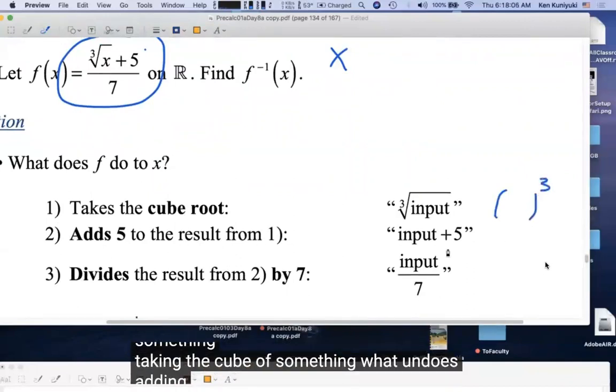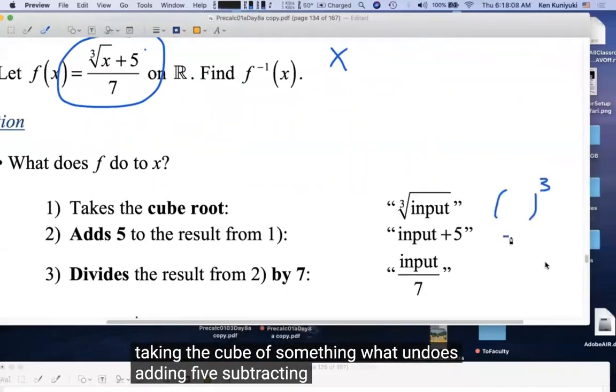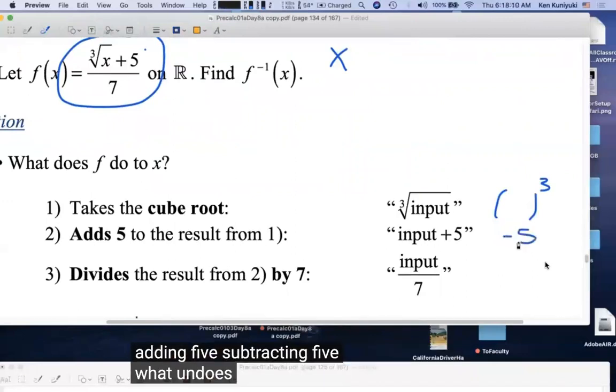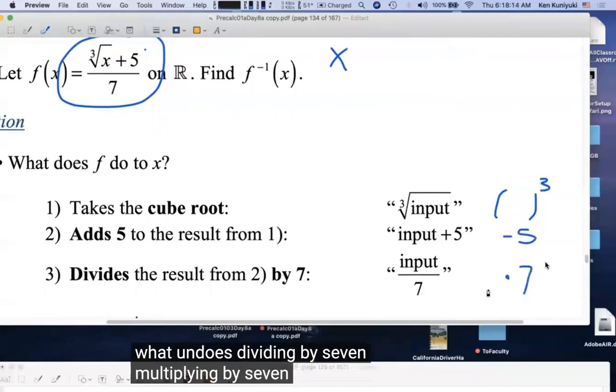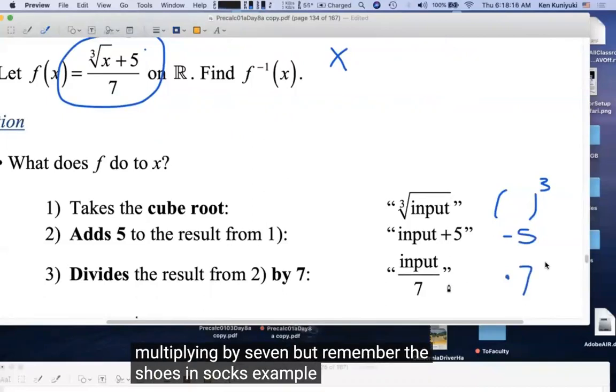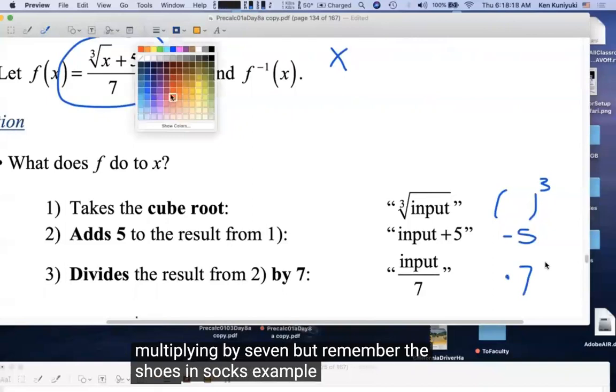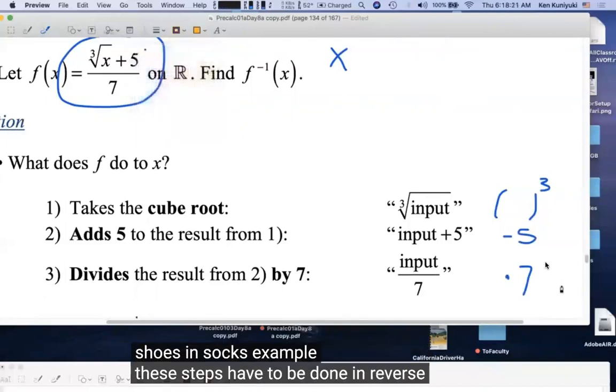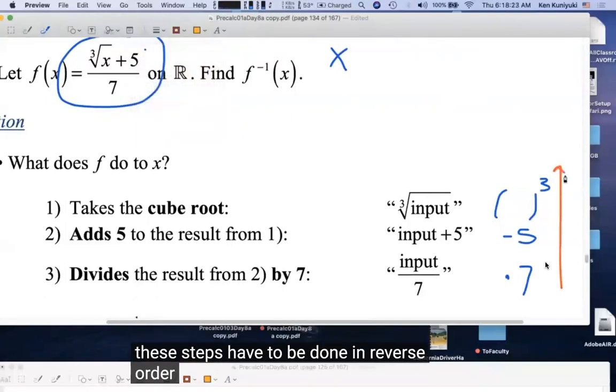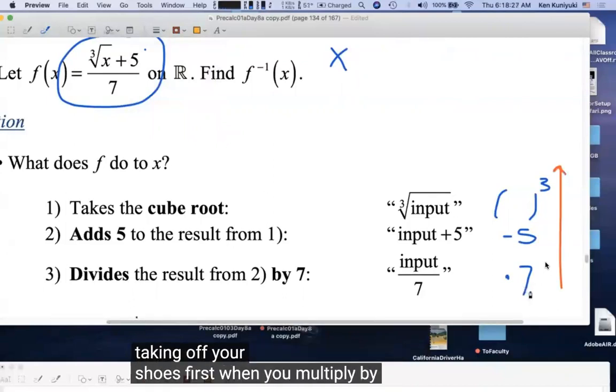What undoes adding 5? Subtracting 5. What undoes dividing by 7? Multiplying by 7. But remember the shoes and socks example. These steps have to be done in reverse order. So it's kind of like here, you're taking off your shoes first when you multiply by 7.